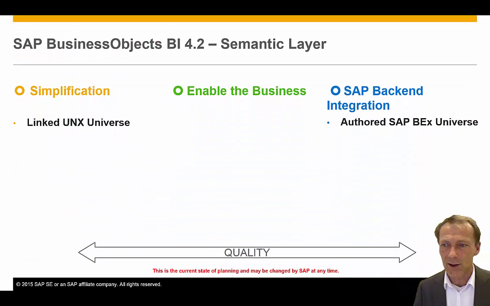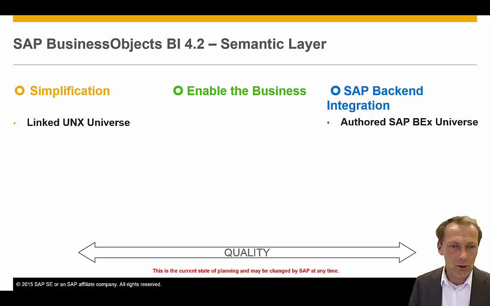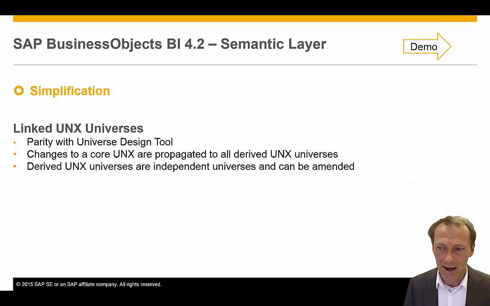Looking at the universes, the big news is that we now have linked UNX universes. The UNX universe was already open for multiple sources. You can now also link the UNXs. UNVs could already be linked, but now the UNX also. And there are also authored SAP BEx query universes available.